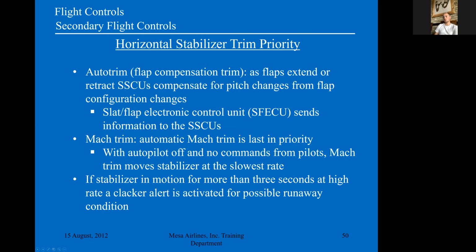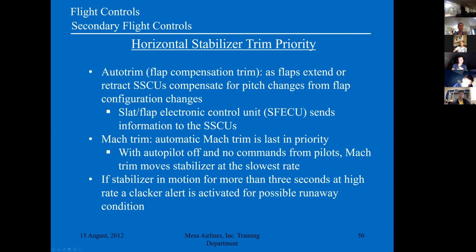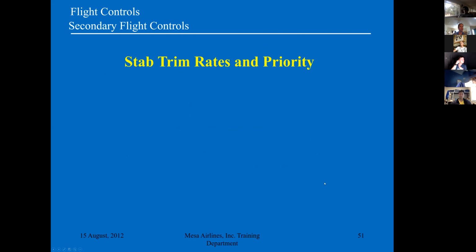I'm gonna get rid of this video here for just a sec. What do I want to say about this? Auto trim. So basically the human beings actually have priority over the airplane when it comes to trimming. I know that sounds crazy, but it's true. If auto trim starts trimming and you decide you don't want it, you take the trim, and it'll trim based on your inputs, and mach trim has the least priority. The clacker happens after trim's been in motion more than 3 seconds. 3 seconds is a long time to be running trim. It thinks it's run away at that point, so it probably has if you've gone over 3 seconds.